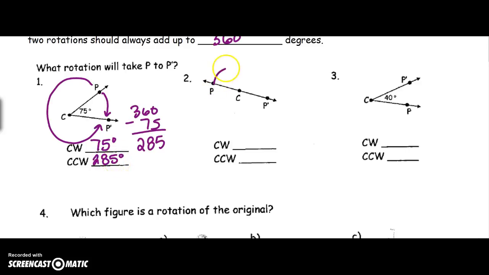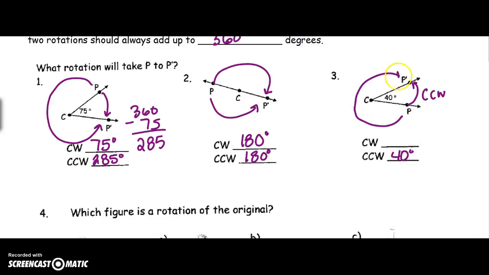Same thing here. We rotated point P to P prime clockwise. Here it was 180, and you know that because every straight line is 180 degrees. If you were to rotate the other way, it'd still be 180. That's 360 minus 180. In problem number 3, you rotate P to P prime, so be careful, you have to pay attention to detail because there is that prime symbol. You moved P to P prime, but you are rotating this one counterclockwise. So 40 would go into counterclockwise. If you were to rotate clockwise, you would have 320 degrees.